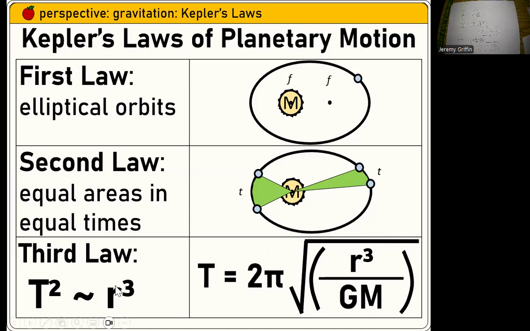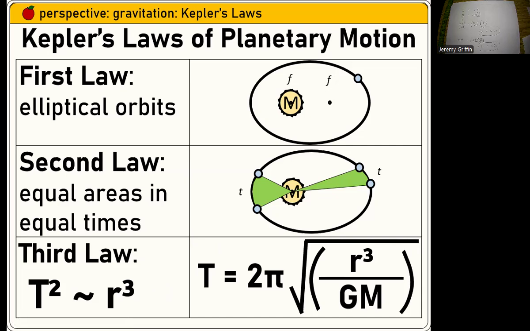Oh, you know what else I meant to mention? This R is kind of an average value because remember, it's not a true circular orbit. It's actually an ellipse. So it changes a little bit bigger, a little bit smaller, but it's pretty close to a circle. So there's kind of an average value for R. Okay, so you guys got that? Laws of planetary motion. Okay, all right.